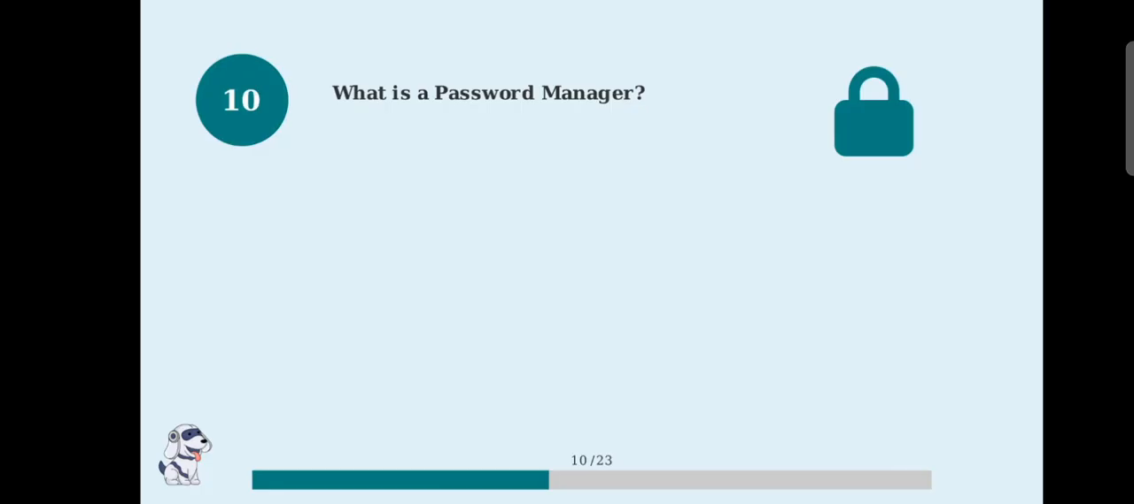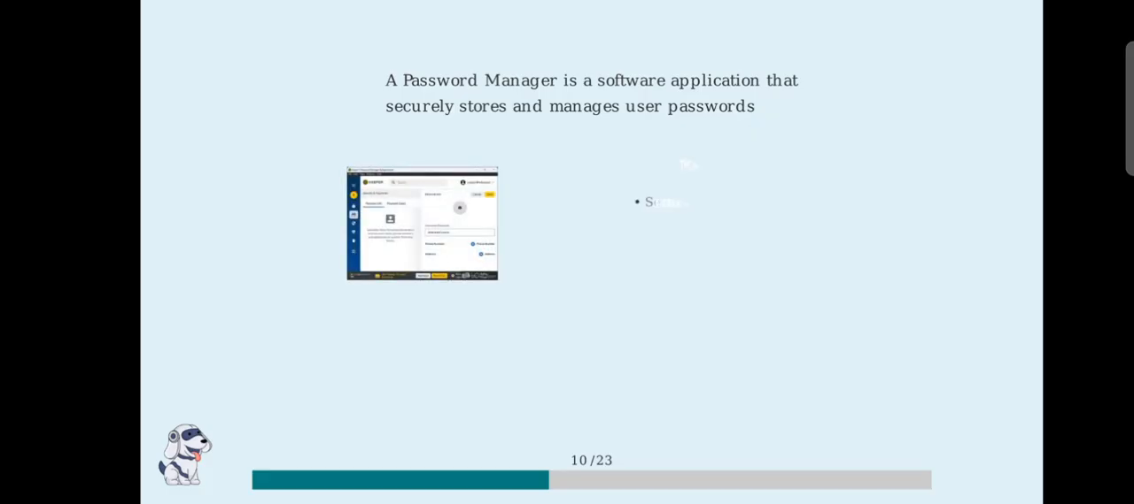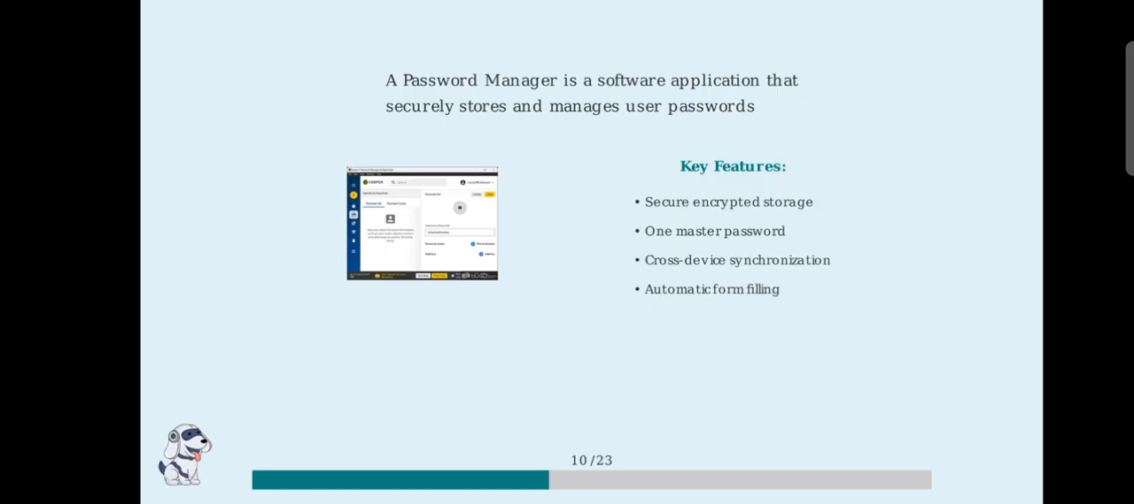Question 10. What is a password manager? Let's unlock this important cybersecurity concept. A password manager is a specialized software application designed to securely store, organize, and manage all of your passwords in one encrypted location. Password managers solve a critical problem in cybersecurity.